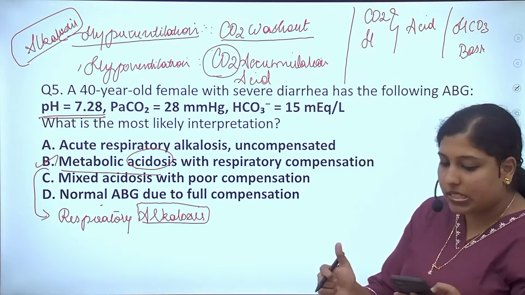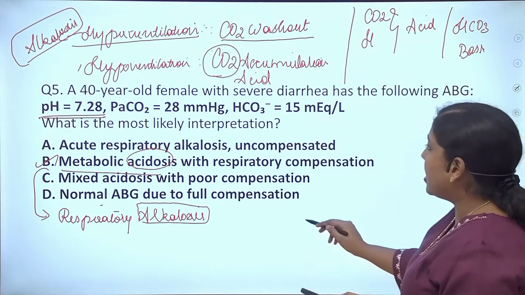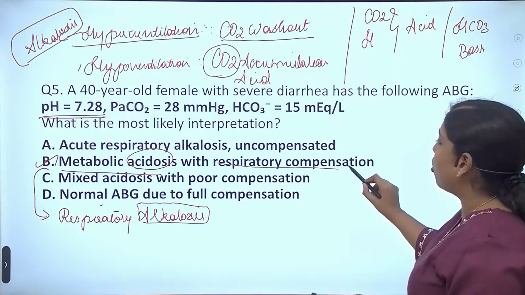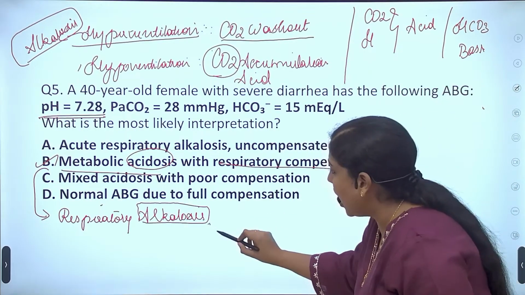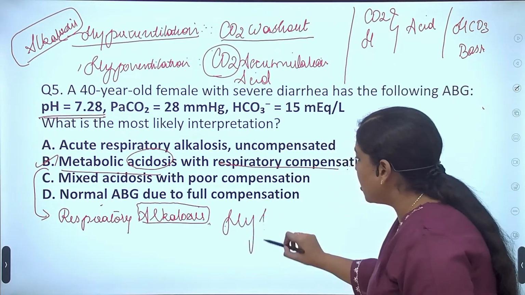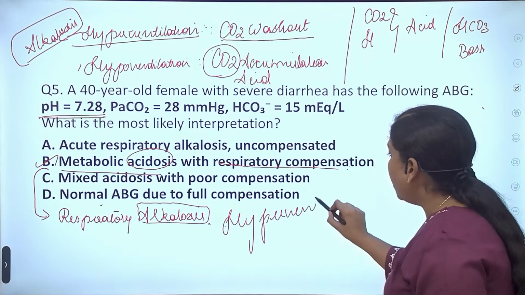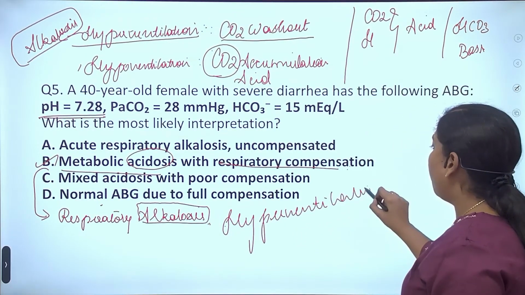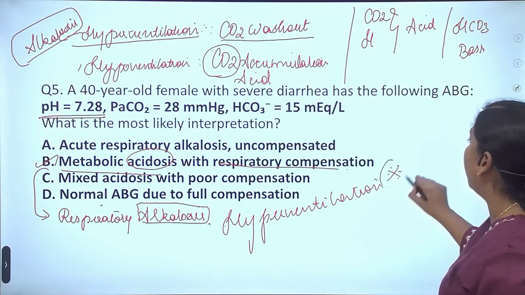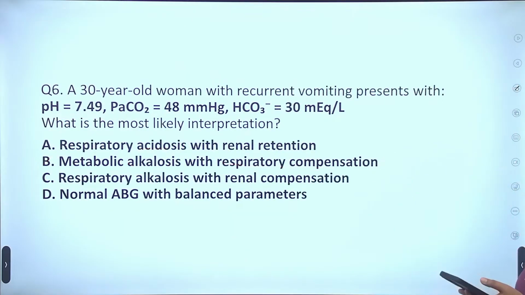Very good. Now it is clear? Yes, fine. So the answer is metabolic acidosis with respiratory compensation. Obviously, if it is alkalosis, hyperventilation is happening, not hypoventilation, dear children. A very, very important point you have to remember. Yes, the next question.